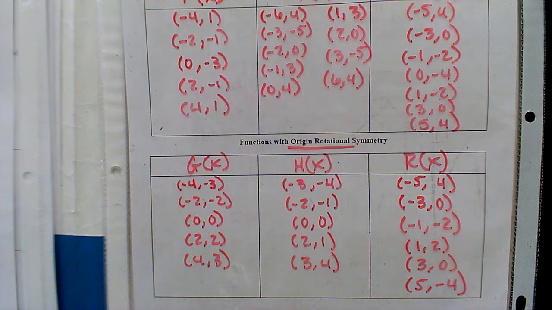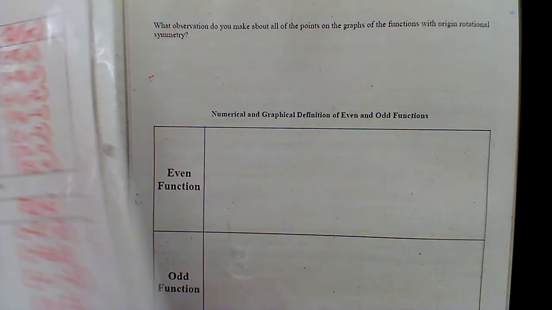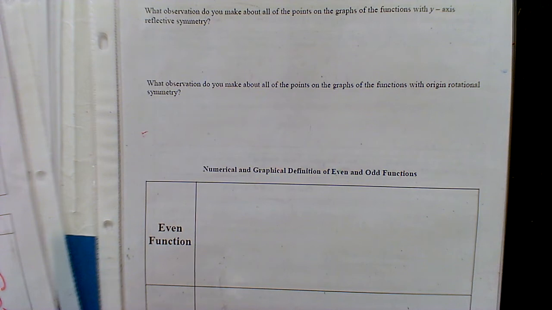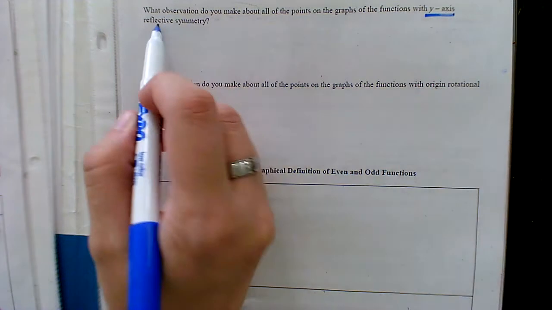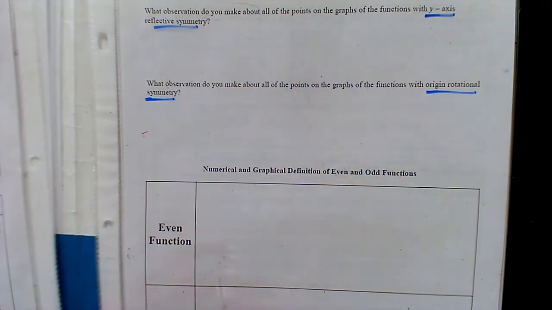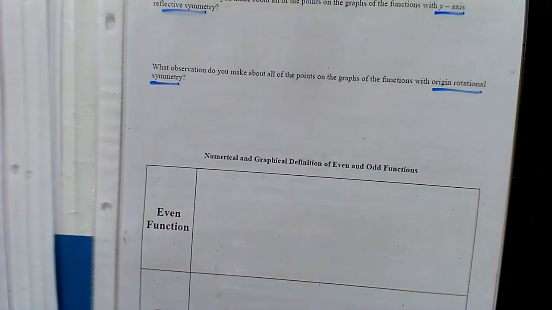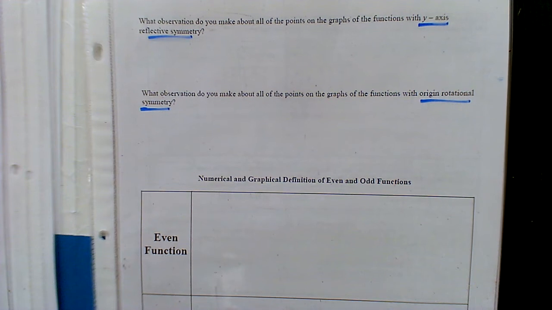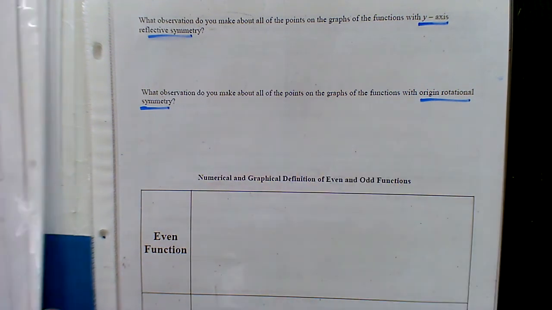All right, the ordered pairs are ready to go? All right, so on the next page, 101, we have these two questions at the top. What observations can you make about all the points on a graph that have y-axis symmetry? And what about all the points on a graph that has rotational symmetry? So we're going to analyze these ordered pairs, and whatever observation or conclusion we can get from the relationship here, we're going to write them down on page 101.